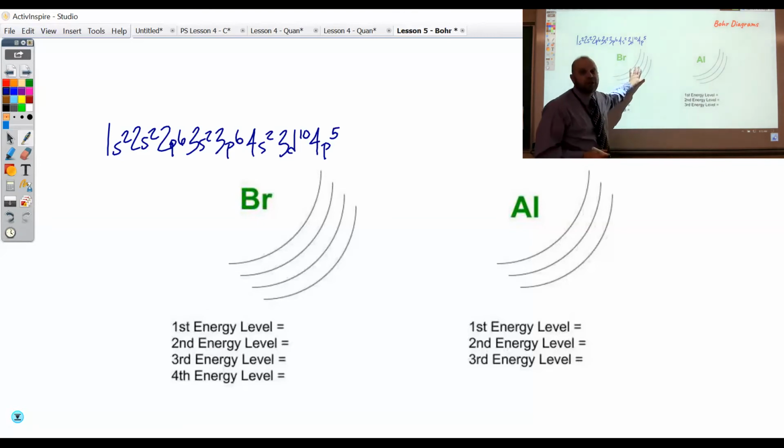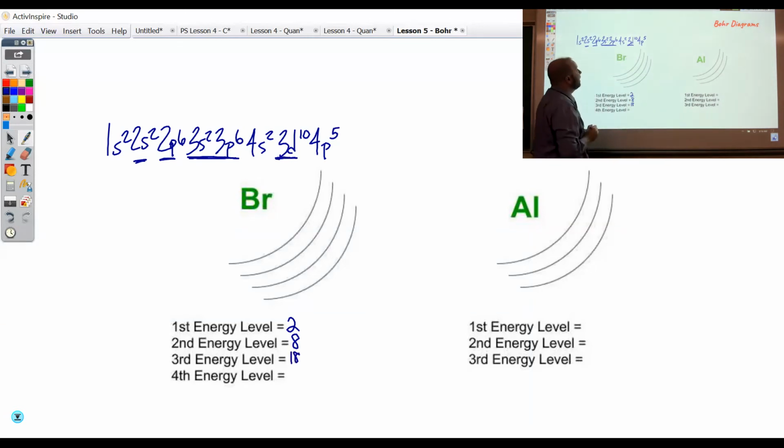Now, grouping the electrons together by energy level. This time I'm not going to even write them in the Bohr diagram. I'm just going to list them down here. So in the first energy level, we have a total of 2 electrons. In the second energy level, which is anything with a 2 out in front of it, we have a total of 8 electrons. In the third energy level, which is anything with a 3 out in front, we have 2 plus 6 plus 10, or 18 electrons. And then finally, in the fourth energy level, we have just these 2, so we have 7 electrons.